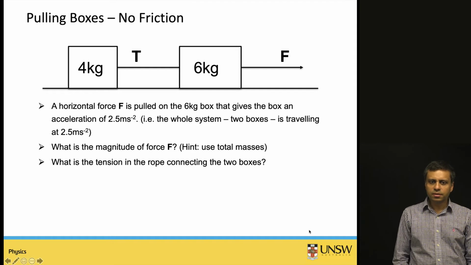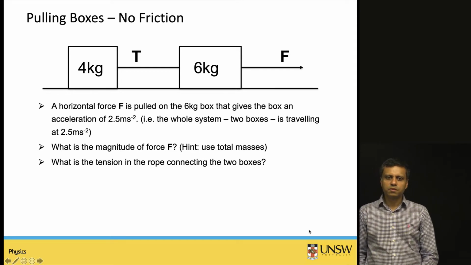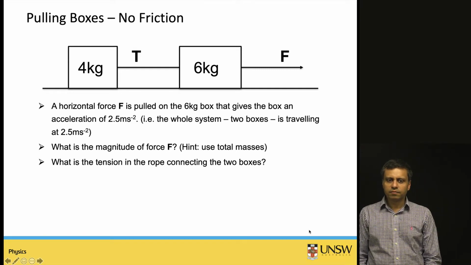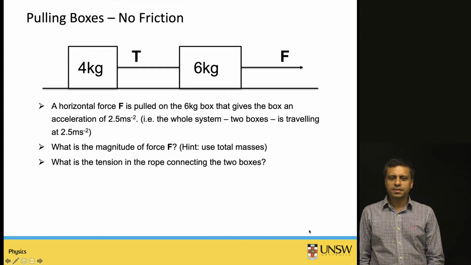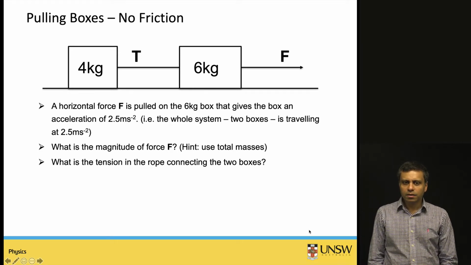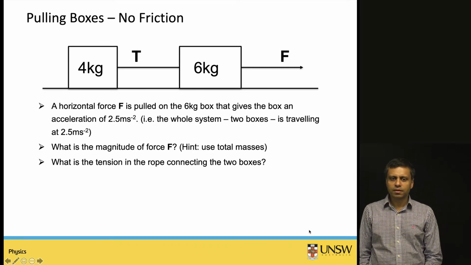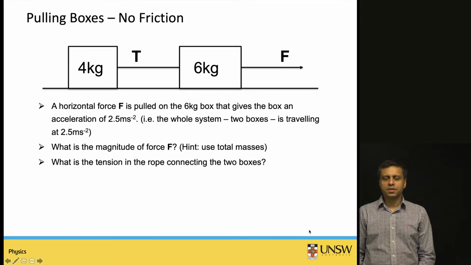So we are told that the whole system is accelerating at a rate of 2.5 meters per second squared. And the problem asks us to find the magnitude of the force F. So now we can treat this as an entire system and solve for M. If we sum all the forces acting on the system, then it is just the applied force F. We can ignore T in this case.